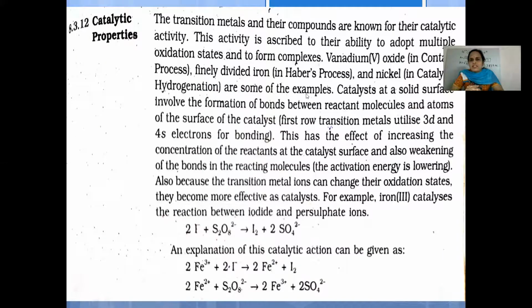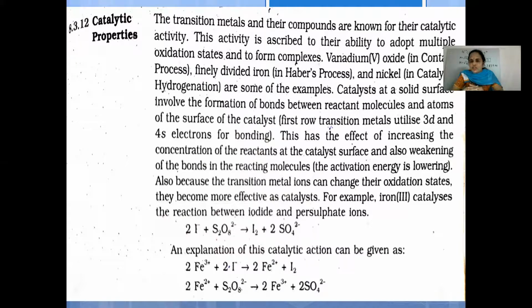So this activity is ascribed to their ability to adopt multiple oxidation states and to form complexes. Vanadium(V) oxide in the contact process, finely divided iron in Haber's process, and nickel in catalytic hydrogenation. These are some of the examples which show that they act as catalysts.